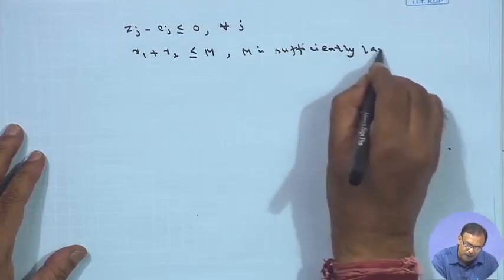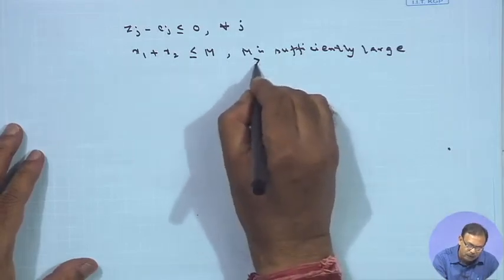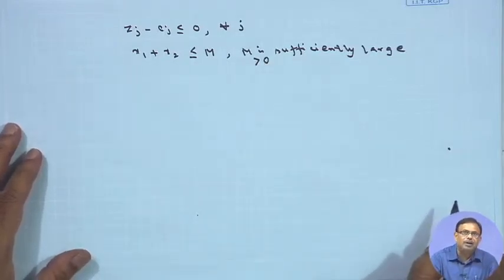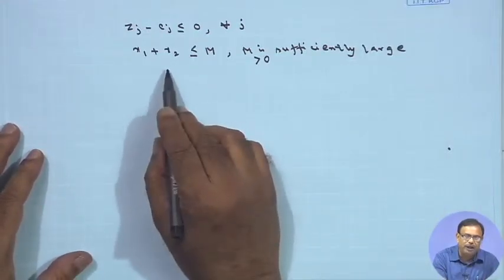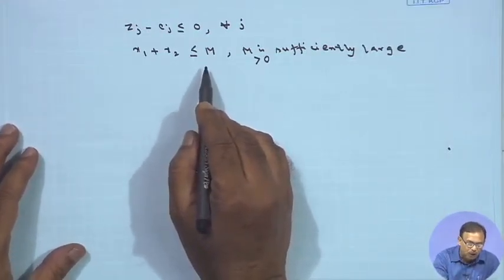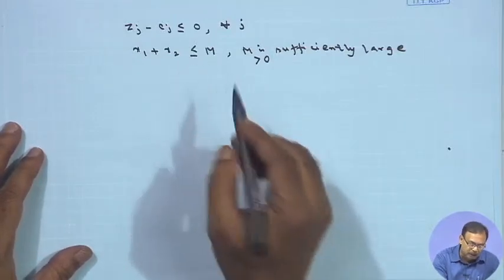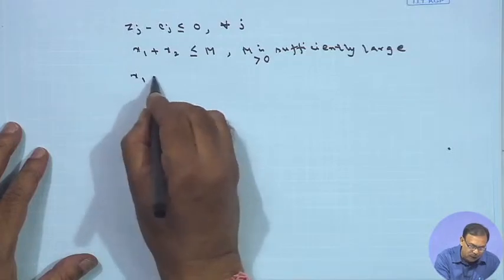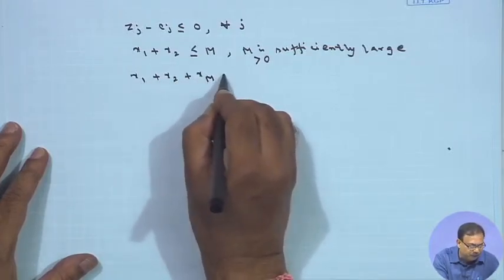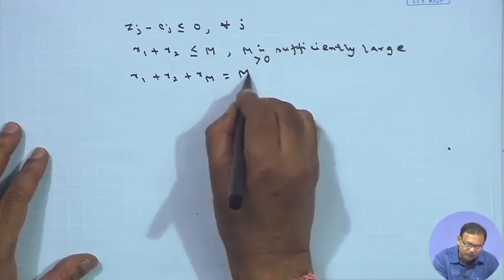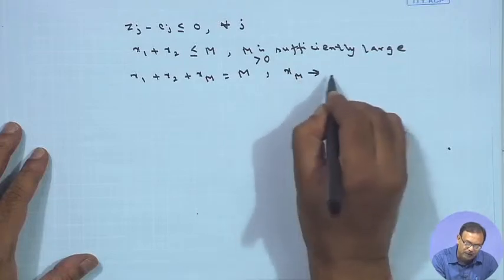M is sufficiently large. And of course, M is greater than 0, and sufficiently large. Since this is a less than or equals type constraint, what do I have to do? I have to introduce one slack variable and make it an equality constraint. So I can write x 1 plus x 2 plus x m equals m, where x m is your slack variable.